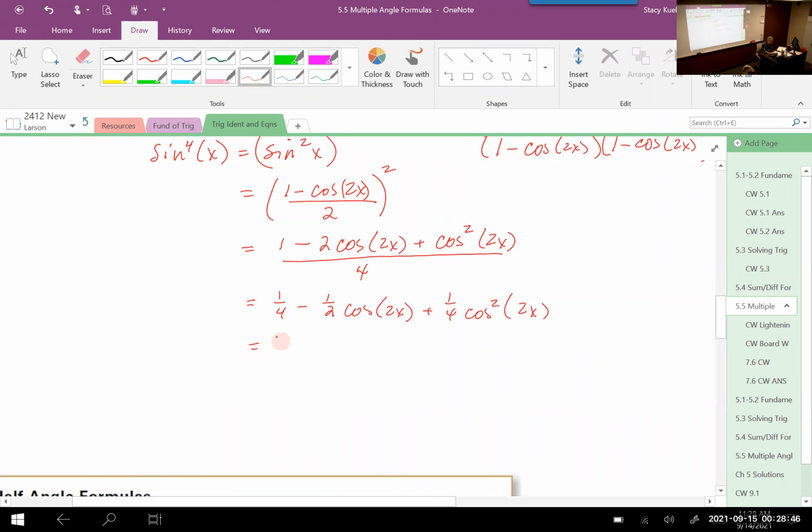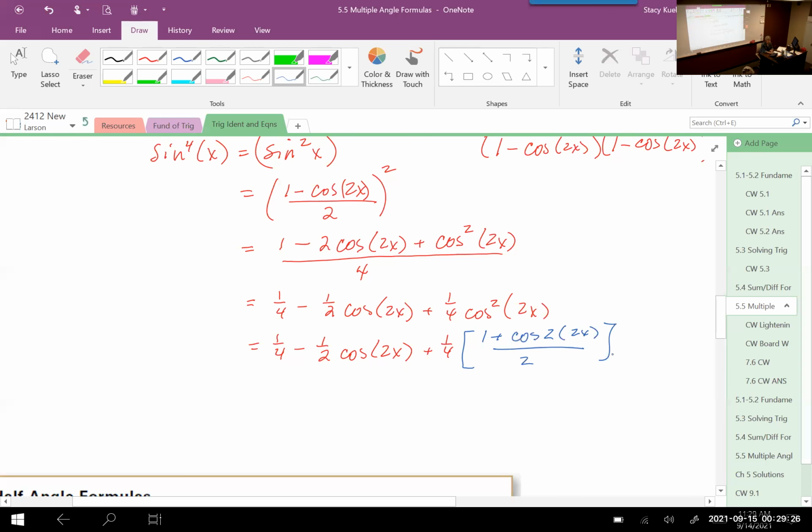So we have 1/4 minus 1/2 cosine of 2x plus 1/4 times, now let's make our substitution here. The substitution for the power of cosine squared is going to be 1 plus cosine of 2 times my angle of 2x, divided by 2.